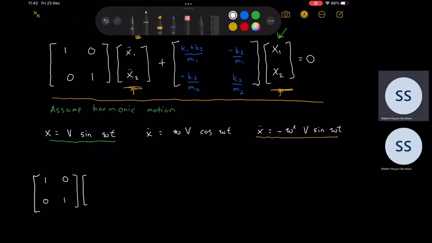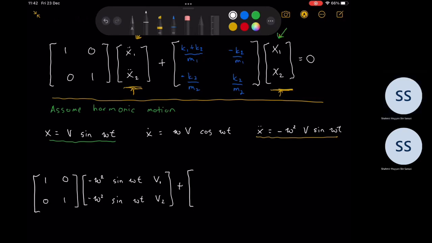Since this is x double dot, it becomes negative omega squared sine omega t, where I put the v at the back. Since we have x double dot 1, this will become v1, and to replace x double dot 2, this becomes v2, plus k1 plus k2 over m1, minus k2 over m1, minus k2 over m2 and k2 over m2.